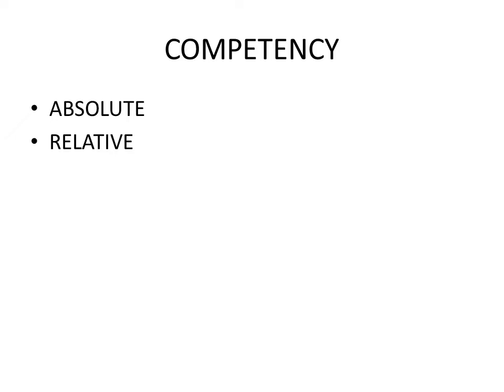The first one is absolute competency. Absolute competency is talking about the authority of a court which is given by the law in accordance to the distribution of the court power. In Indonesia we call it kekuasaan kehakiman. Indonesia divides the court authority into several parts.